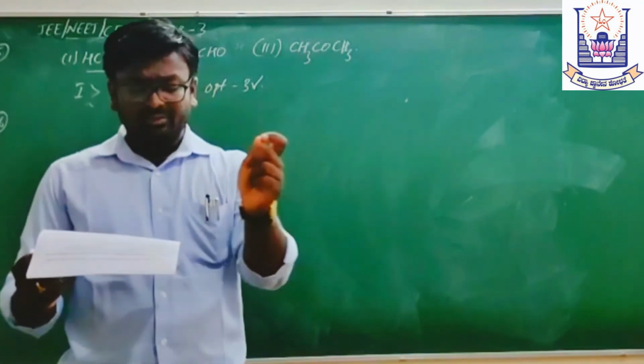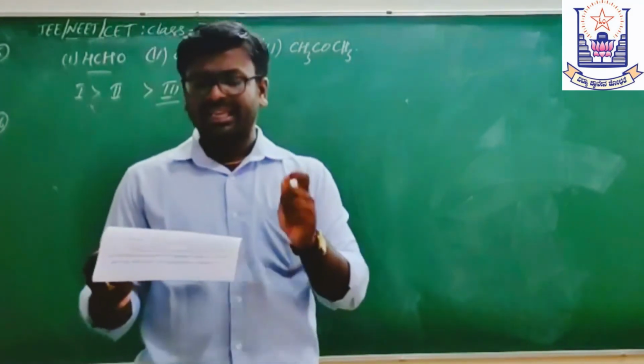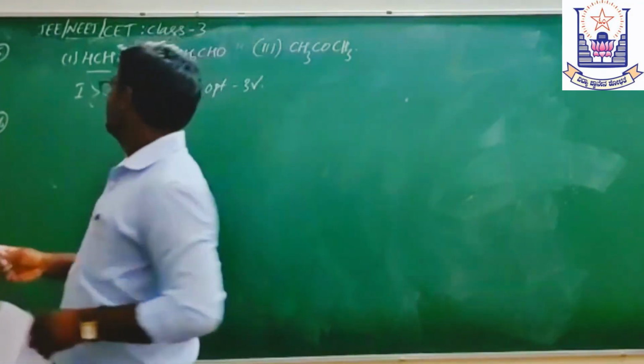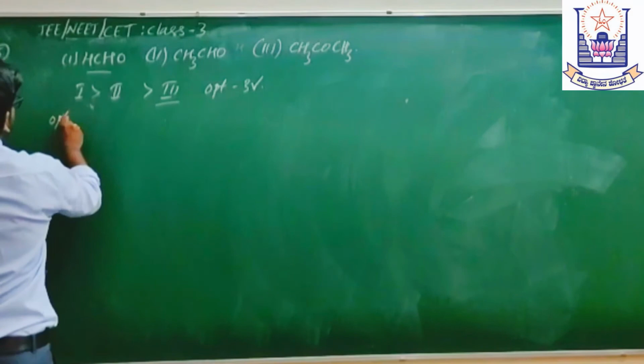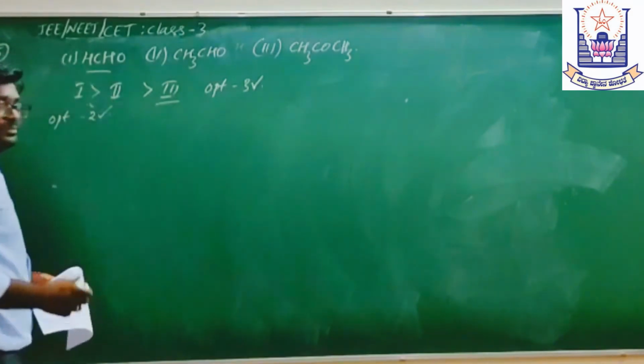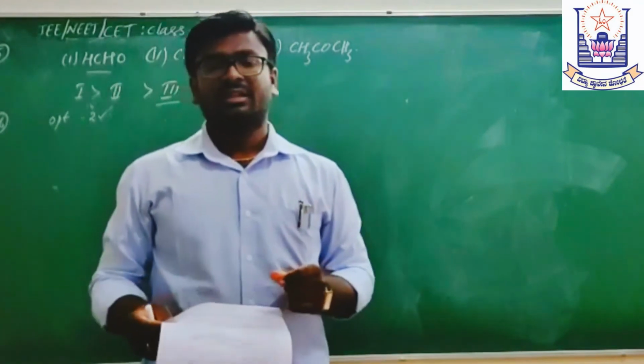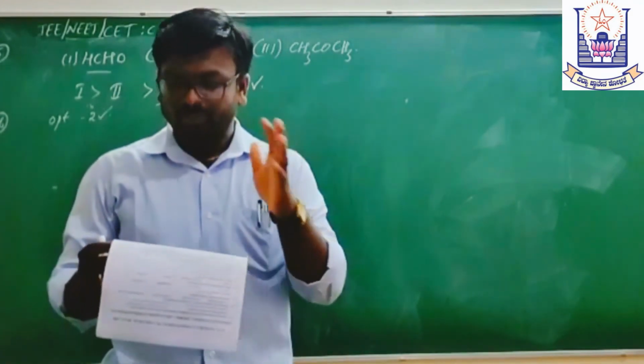So, the reagent with which both aldehydes and ketones react is, obviously, the Grignard reagent. Therefore, option 2 is the correct answer. Why not option 3? Option 3 is Schiff's reagent, and option 4 is Collins reagent.